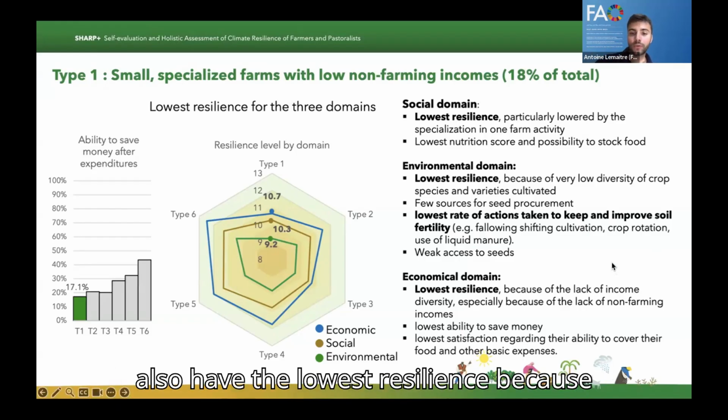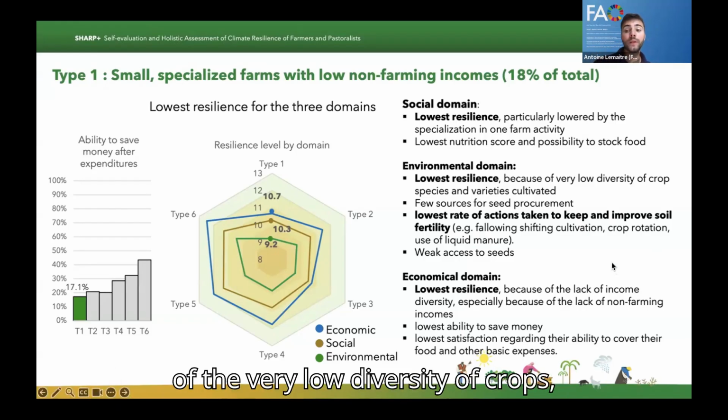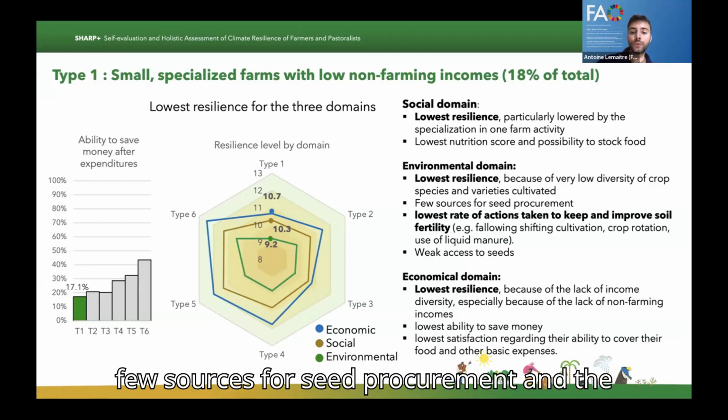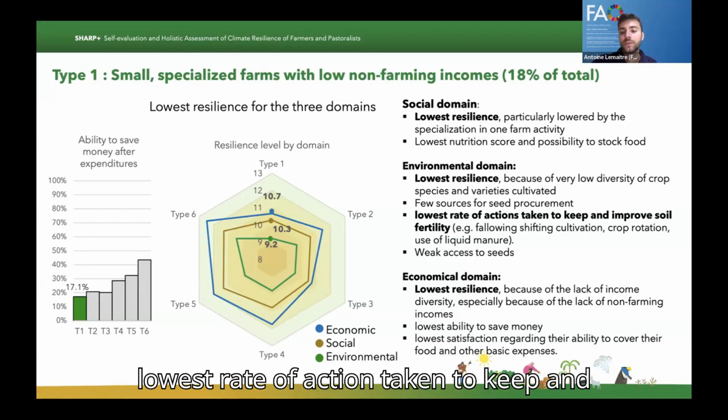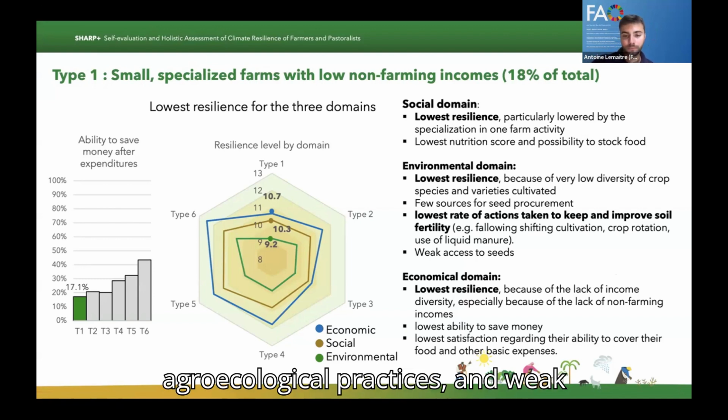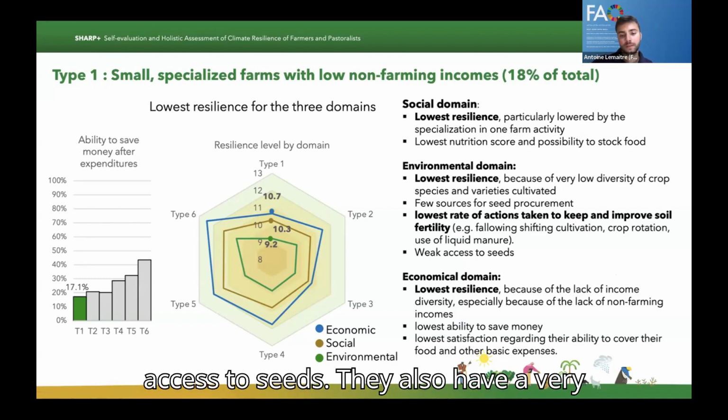Regarding the environmental domain, they also have the lowest resilience because of the very low diversity of crops, species, and varieties. Also, they have few sources for seed procurement and the lowest rate of action taken to keep and improve soil fertility, so like agroecological practices, and weak access to seeds.